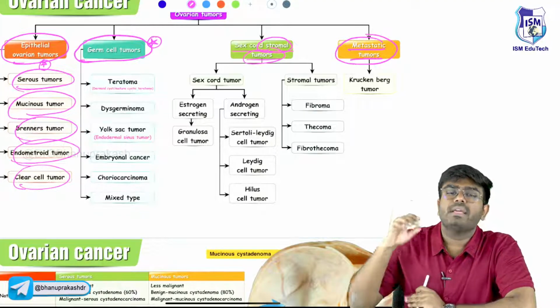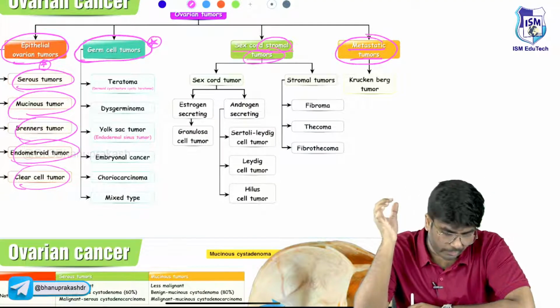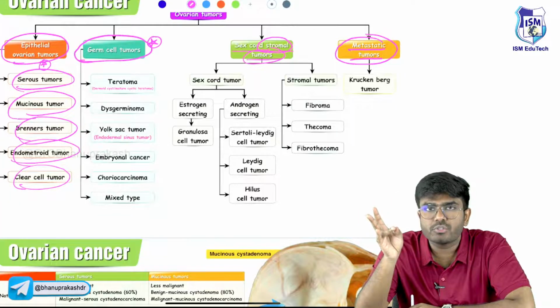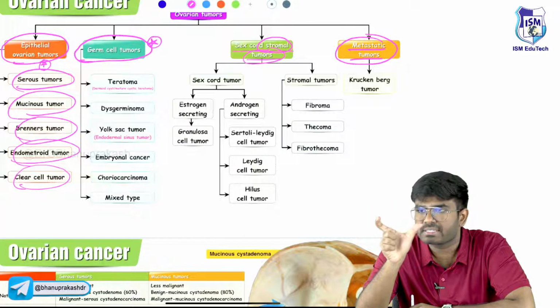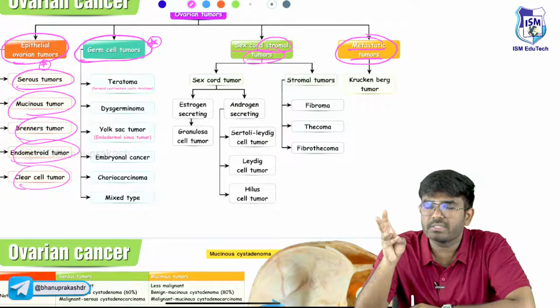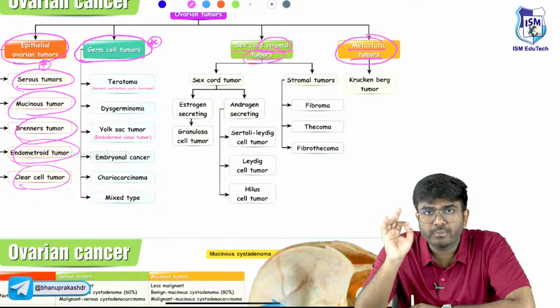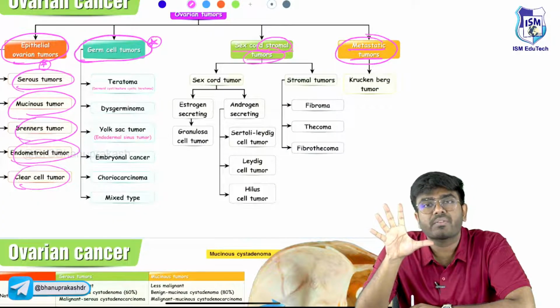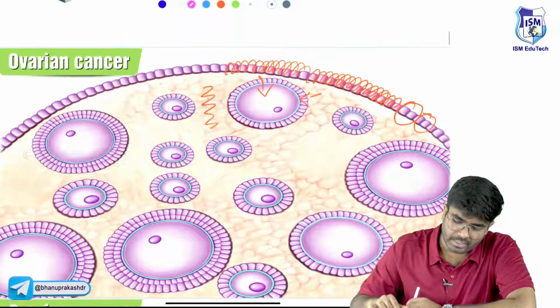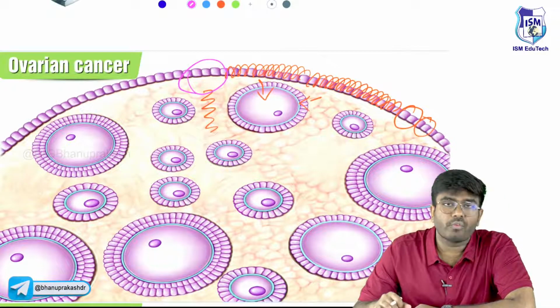So again, what are the epithelial tumors? The epithelial tumors are going to be serous tumors, mucinous tumors. Serous and mucinous we will be discussing in a comparison way. Serous tumors and mucinous tumors, Brenner's tumors, endometrioid tumors, and clear cell tumors. All these are coming from the epithelial cells of the ovaries.